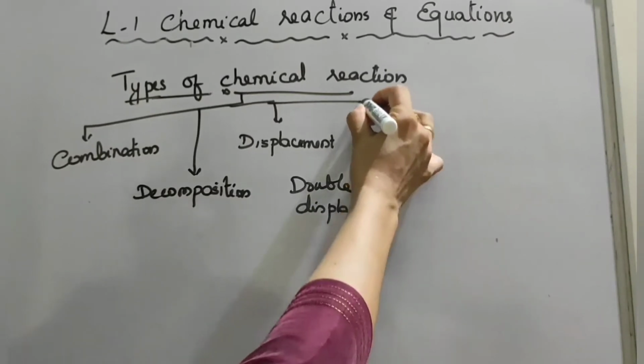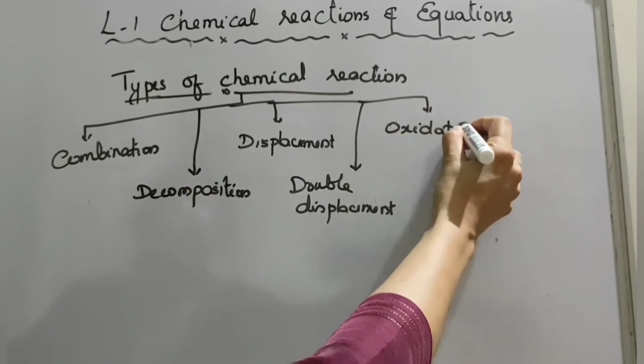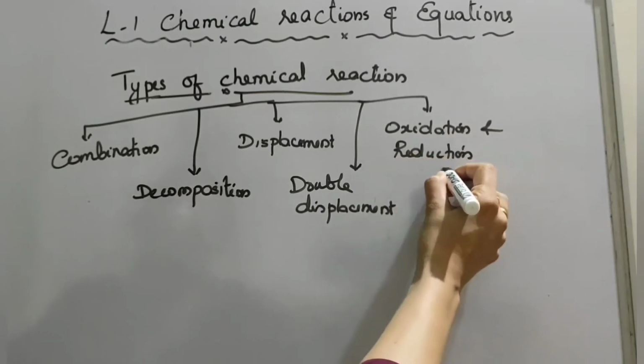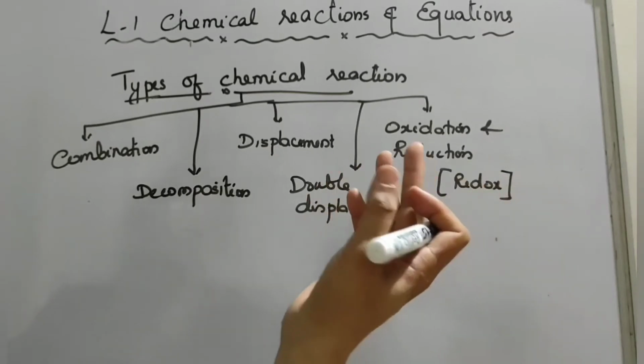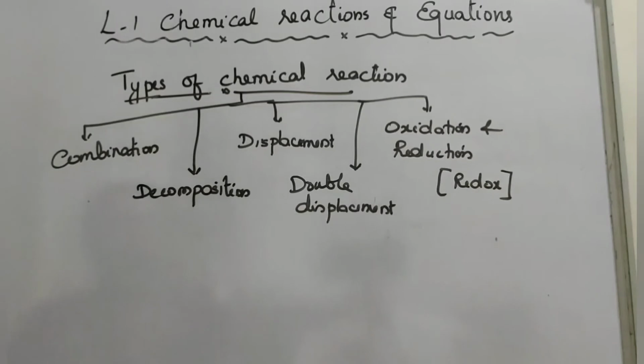And the last one, oxidation and reduction reaction. Together we call it redox reaction. Oxidation and reduction take place in a single reaction that is known as redox reaction. Now we are going to study each and every topic.